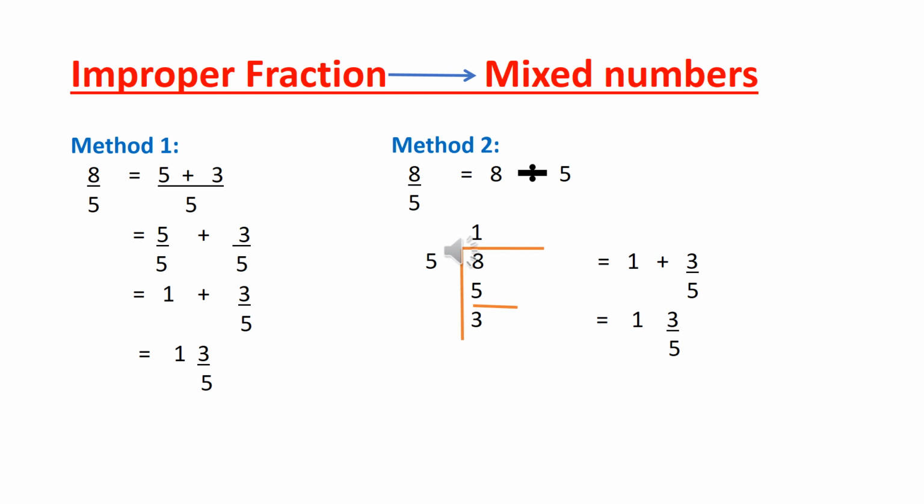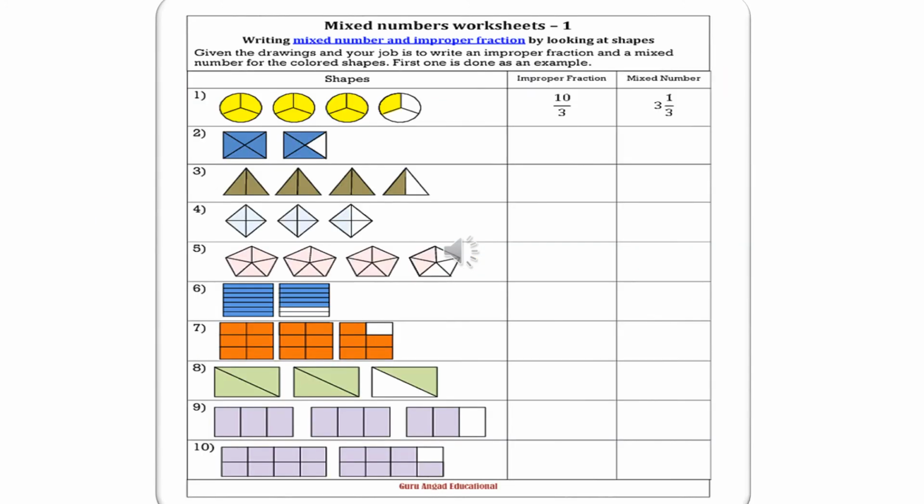Look at method 2. If we divide 8 by 5, the quotient is 1 and the remainder is 3. The remainder is the numerator of the fractional part and the denominator is the same as that of the improper fraction. By using the knowledge of conversion of fractions, you can practice this exercise at your home.